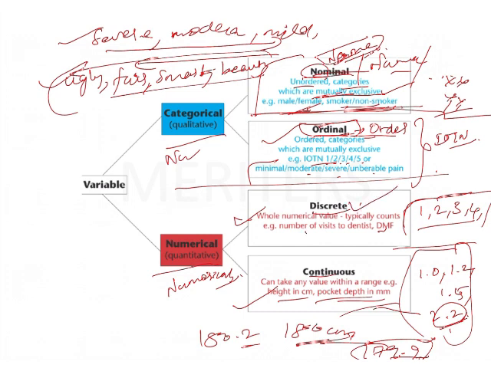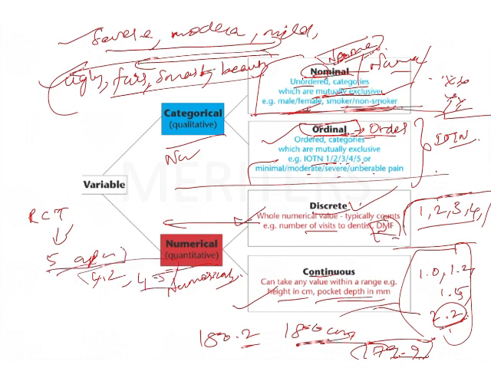But if you come to discrete, whole numerical values typically count. For example, number of visits to the dentist. Like, for example, the guy came for RCT treatment for 5 appointments. We can't say 4.2 appointments or 4.5 appointments. Whole numbers will come, then it is called discrete. Pocket depth in mm, weight, height, pressure, everything comes under continuous values with decimals.